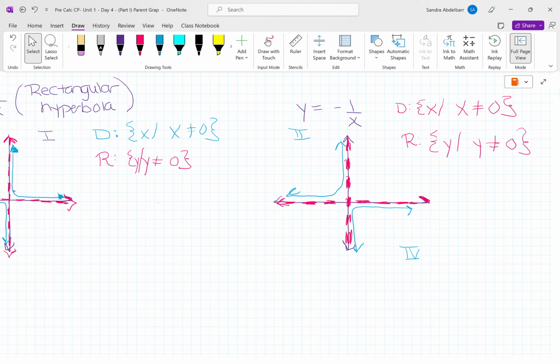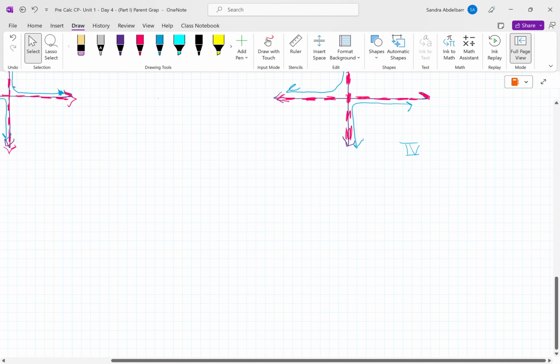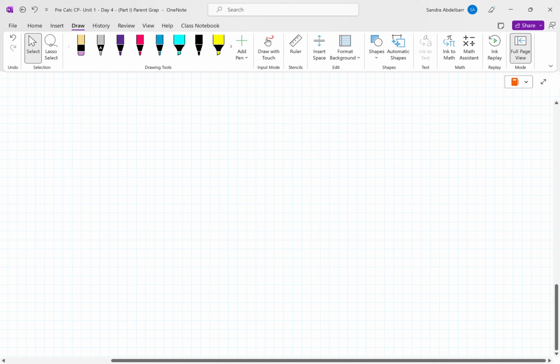What do you think I need from you in terms of these parent graphs? What do you think I need you to do? Memorize it. I need you to memorize all of these parent graphs. Okay, so now we're going to shift these parent graphs. And the good thing about all of these parent graphs, they sort of follow the same rule of shifting. So once you memorize the parent graphs and the rule for shifting, it applies the same way to all of the parent graphs.